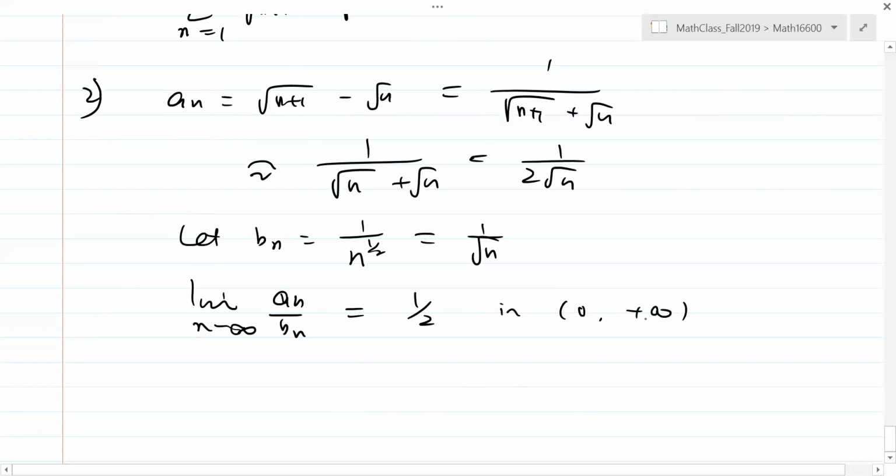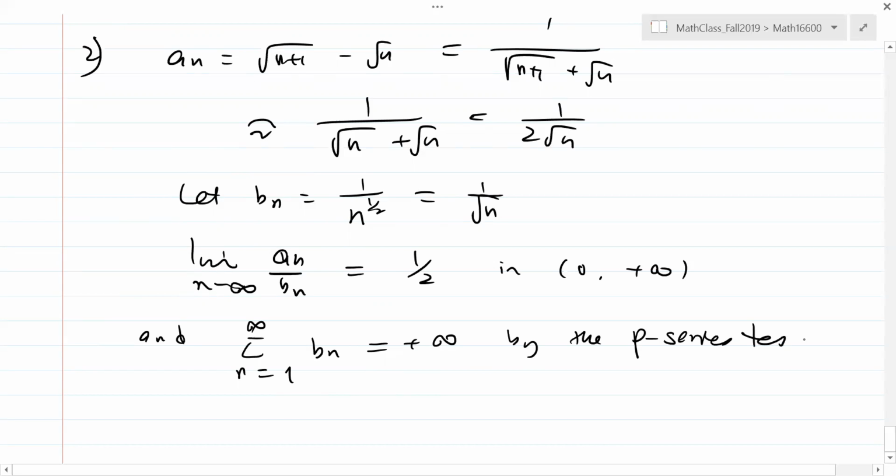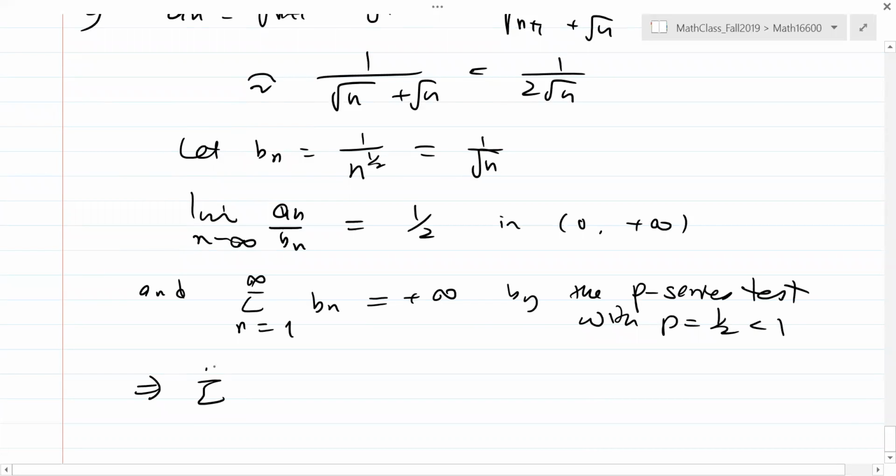It's a positive number, so you can apply the limit comparison test here. We also should know that this b_n is divergent by the p-series test, with p equals 1/2, which is less than 1. Then you conclude that the series is divergent by the limit comparison test.